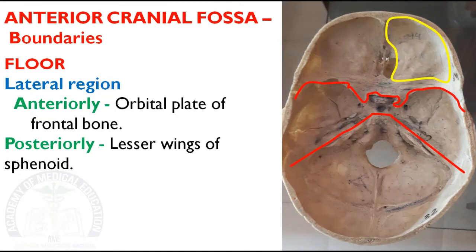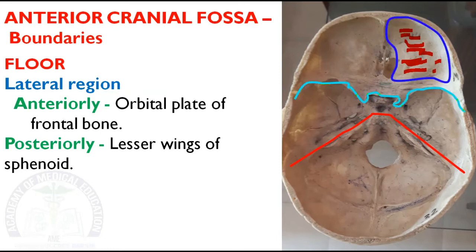Anterior cranial fossa boundaries, the floor area, lateral region. Laterally, it is bounded by the orbital plate of the frontal bone. This is the blinking area that you are seeing, the orbital plate of the frontal bone. This orbital plate of the frontal bone separates the anterior lobe, or the frontal lobe, of the brain from the orbital cavity. Posteriorly, it is bounded by the lesser wing of the sphenoid bone. This is the lesser wing of the sphenoid bone.